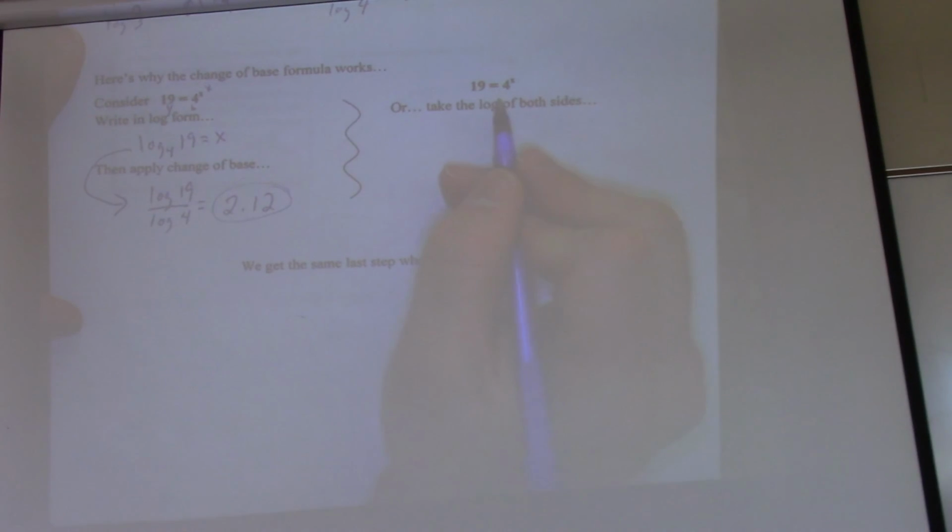If I take the same exact problem and solve it by logging both sides, I'm going to log this side and I get log of 19. I'm going to log this side and get log of 4 to the x power. I'm going to pull this x out front. So I've got log 19 equals x log 4. And how do I solve that for x? Divide by log 4. Those will cancel. Divide by log 4 here. Well, look, that is exactly what I had there. Of course I'm going to get the same answer, 2.12.